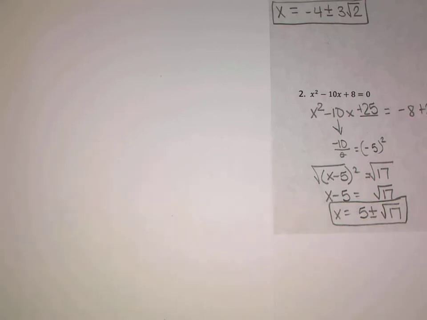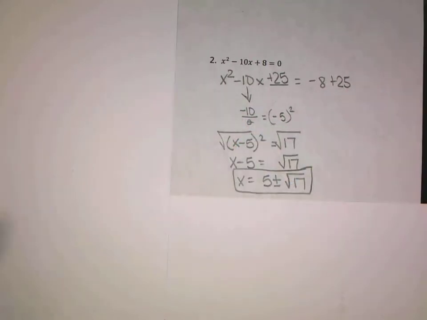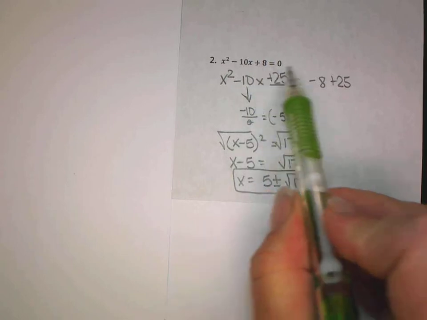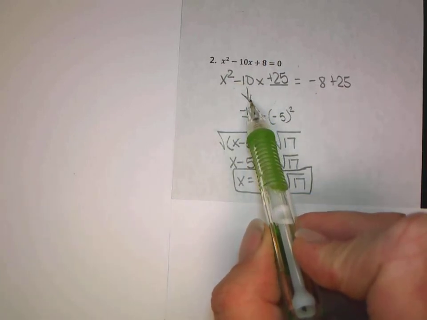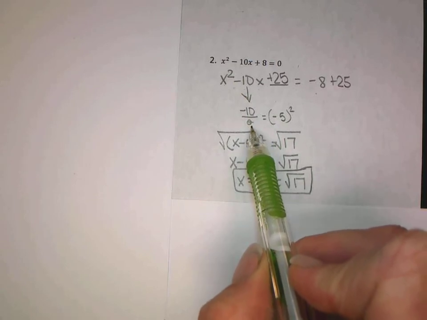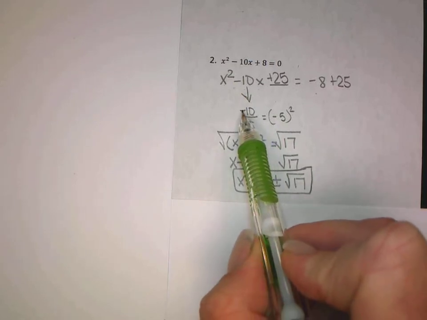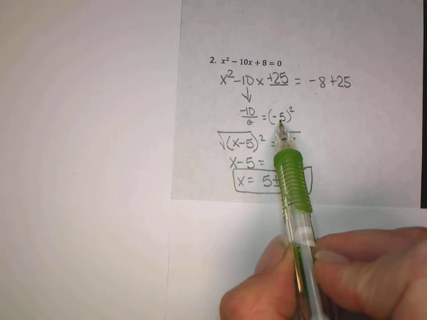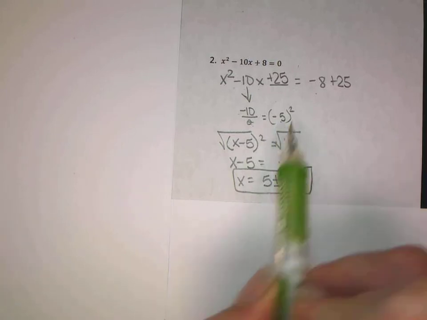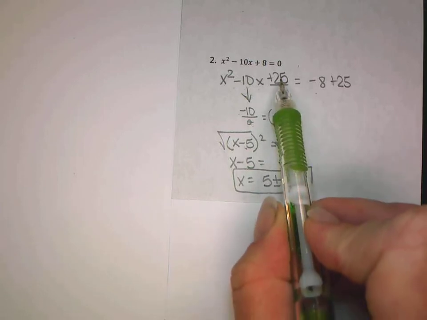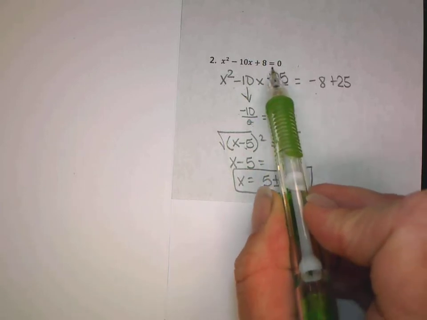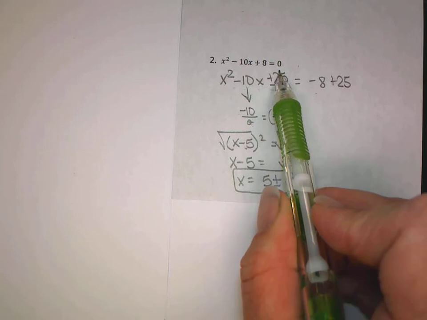All right, let's take a look at number 2. With this one, you needed to move your c over. So you have x squared plus 10x equals negative 8. You're going to bring down a negative 10 and divide that by 2. Now, you have to be careful here because when negative 10 is divided by 2, it results in a negative 5. So when you factor it, you have to make sure you put minus 5. However, when you square it, it becomes positive. Remember, one of the characteristics of a perfect square trinomial is this is always plus.